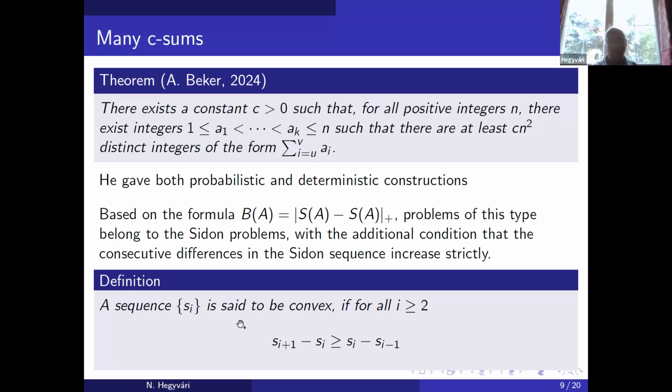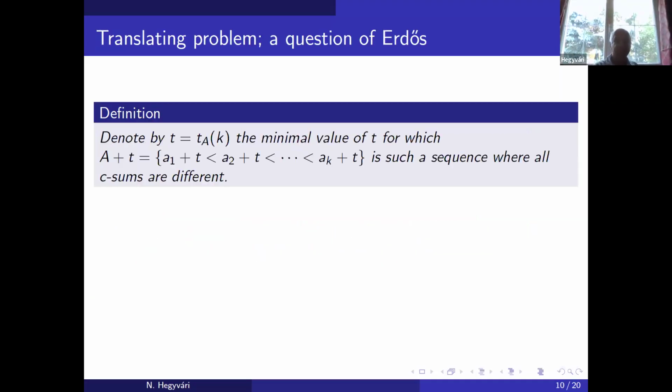Convex set, or convex sequence, means that the consecutive differences increase, so at least as the previous one. So therefore it's reasonable to introduce the convex Sidon sets, but before mentioning it, I mention another question, namely the translating problem. It was also a question of Erdős.